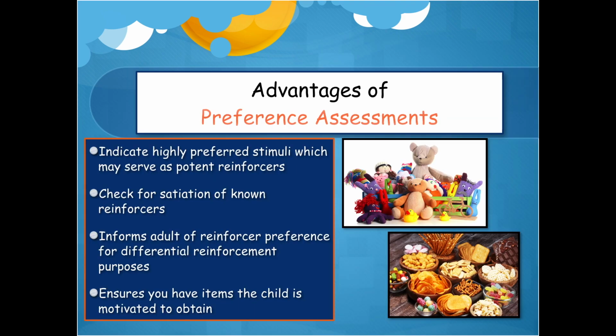Several advantages of using preference assessments are they may indicate highly preferred stimuli, which may serve as potent reinforcers. They can also check for satiation of known reinforcers. They may inform the adult of reinforcer preference for differential reinforcement purposes, and they ensure that you have items your child is motivated to obtain.